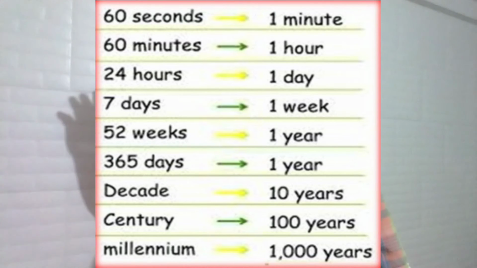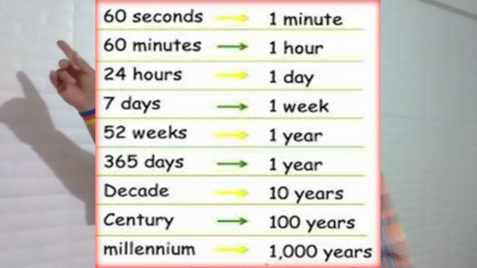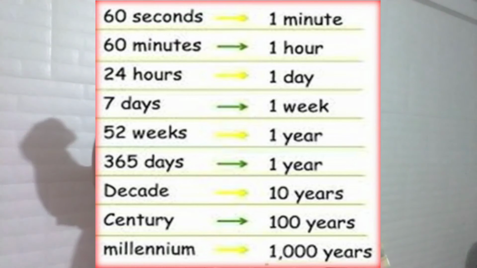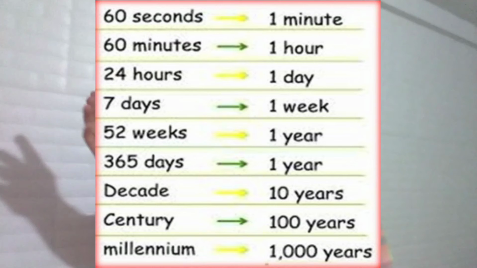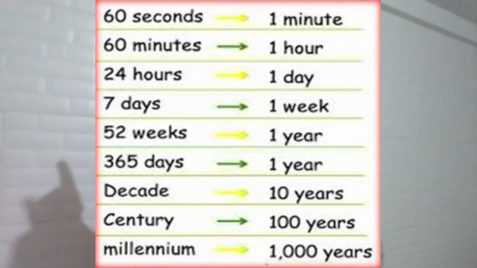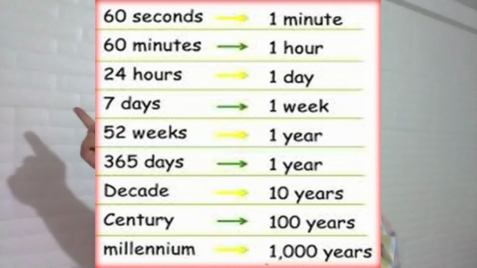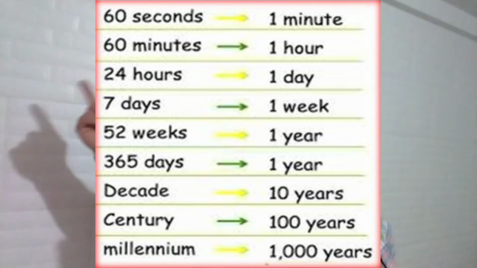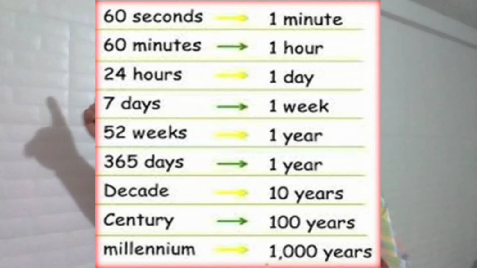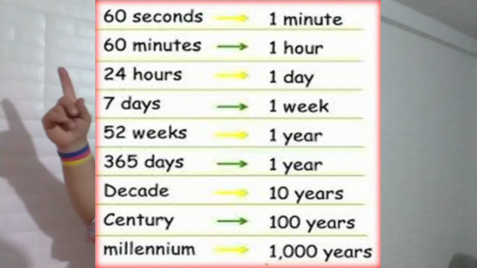According to the picture just mentioned, we can see that 1 minute equals 60 seconds. 60 seconds equal 1 minute, okay? Now, 1 hour equals 60 minutes. 1 day equals 24 hours. 1 week, 7 days. 1 year equals 52 weeks. And 1 year also is equal to 365 days.